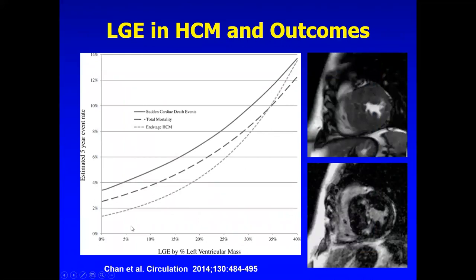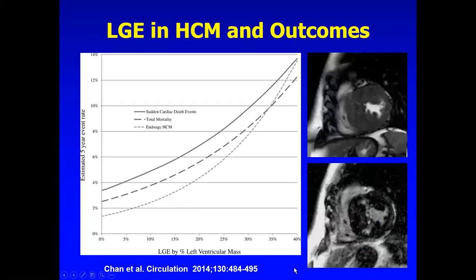Another indicator, we touched on the late gadolinium hyperenhancement. Perhaps the pathway for ventricular tachycardia is in these areas of hyperenhancement with replacement fibrosis. And this is a study from Chan and Maron showing the relation between LGE as a percent of LV mass and the five-year event rate. You can see the higher the mass, the higher the total mortality, sudden death, and also the end-stage hypertrophic cardiomyopathy. This was an observational study. It has its own limitations.